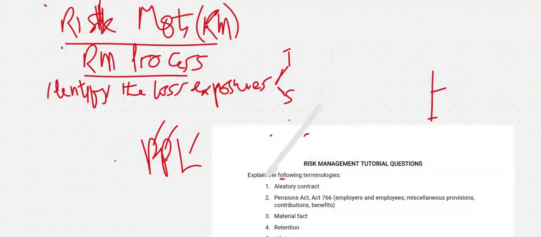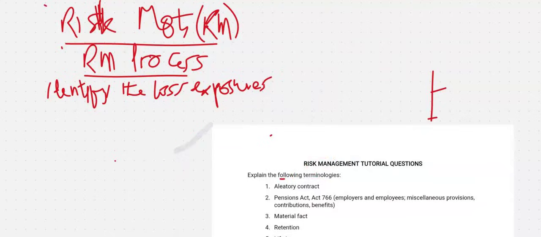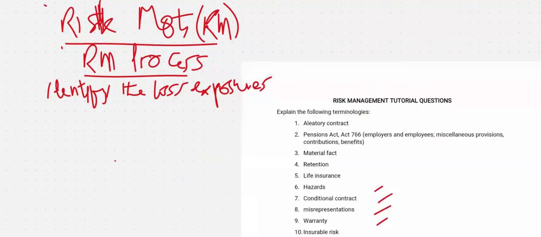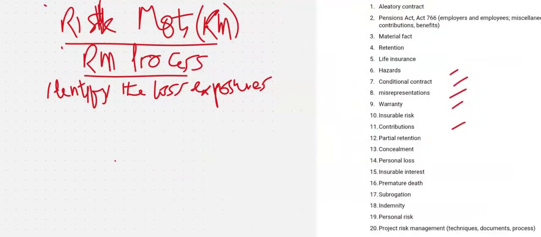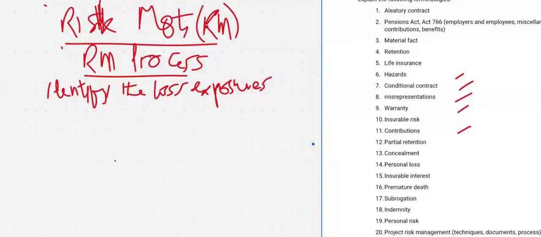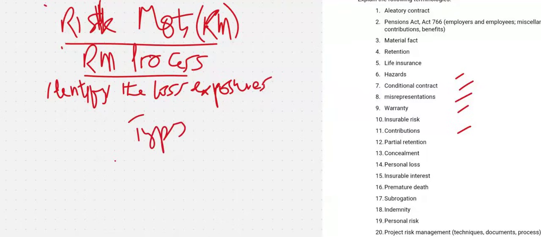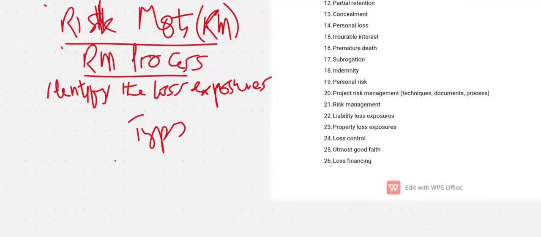So I've spoken about the types. I've spoken about the sources or methods of the loss exposures. You need them. Now, the issue is that the exam question could even cater for only the types. There could be an exam question where the concentration is only on the types. Look down here. Look at number 22, liability loss exposures. Look at number 23, property loss exposure. They are the types.